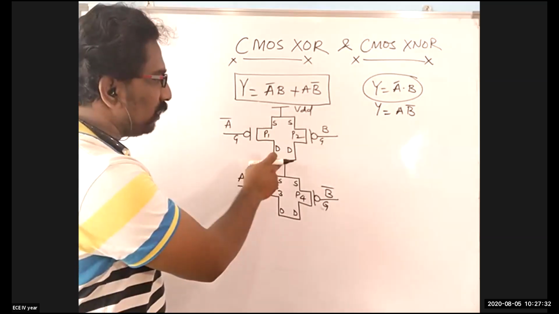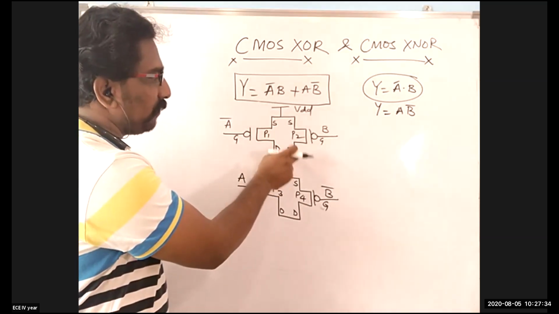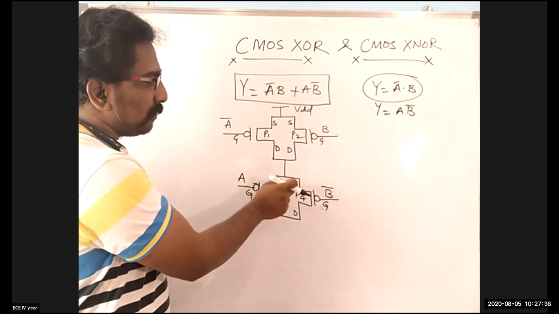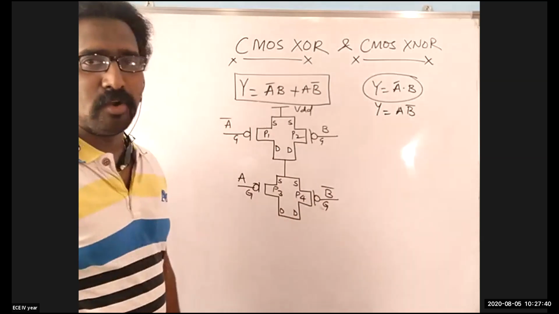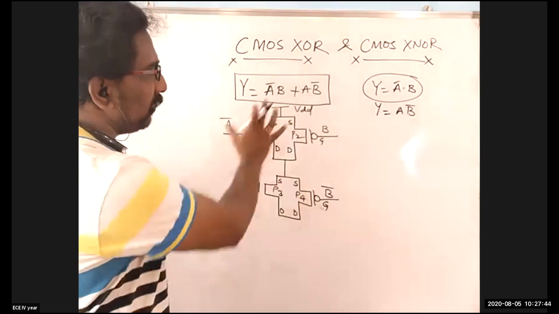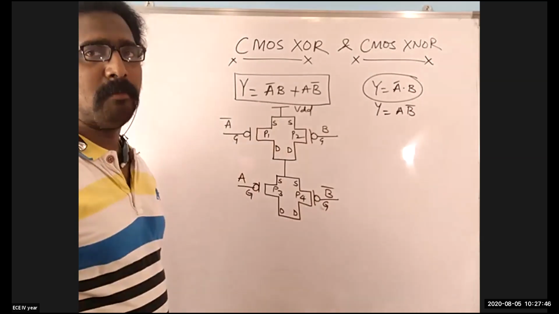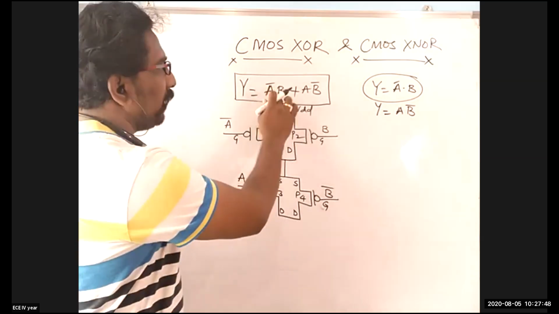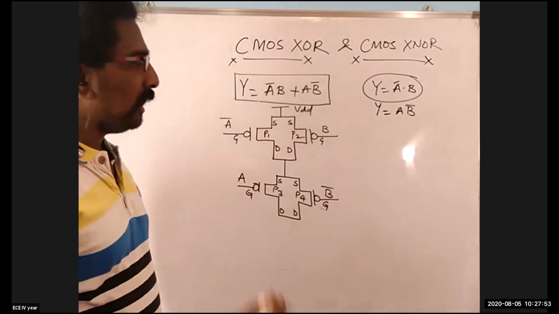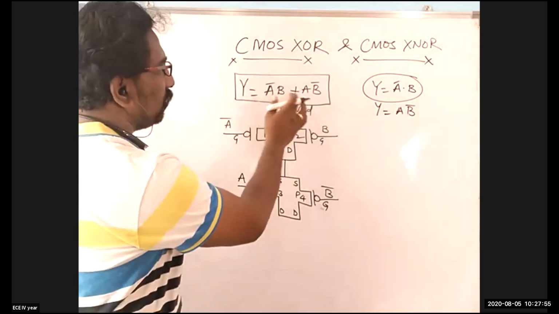So I have joined the shorted drain terminal of the first set of A dot B with the shorted source terminal of the second set of A dot B. If I make it in that fashion, then both the P blocks will be in series. Now we have completed the set of A bar B plus A B bar. Now let us see how to draw for this one.